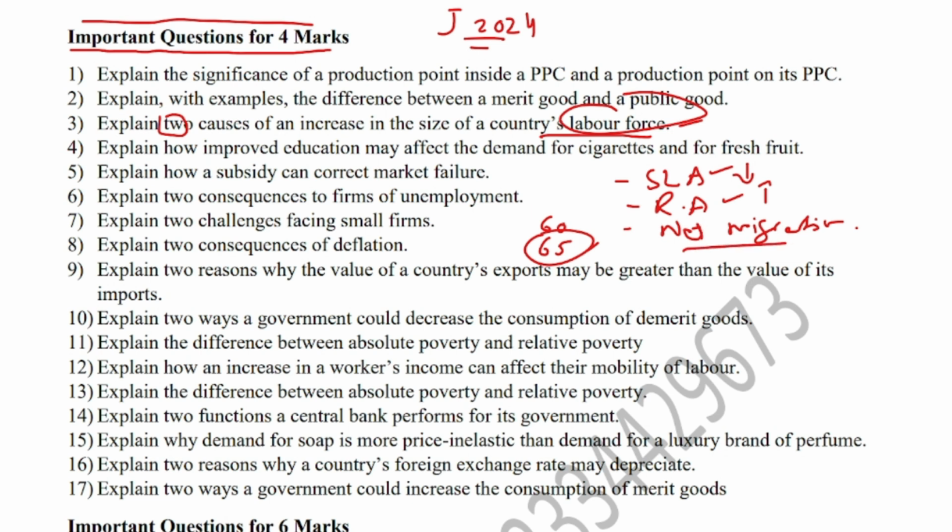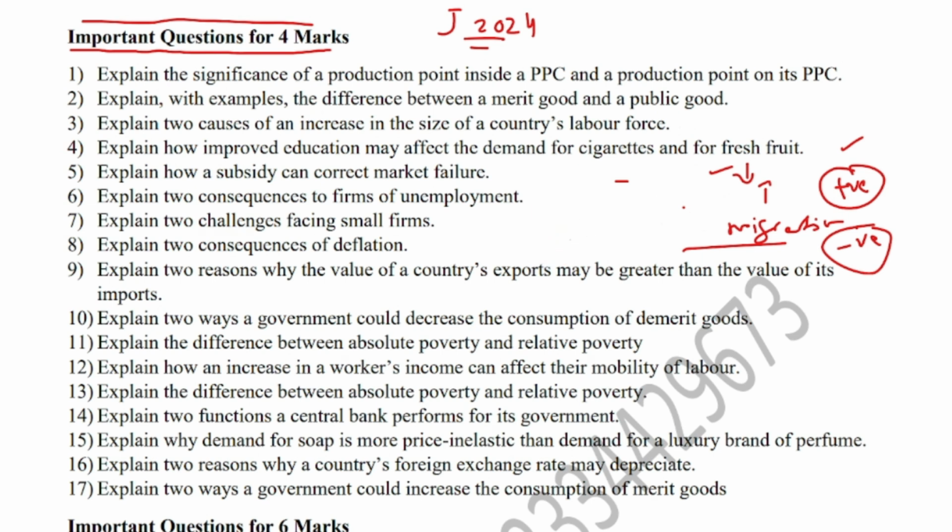Net migration is people coming into the country. If net migration is positive, it means more people are coming into the country. If it is negative, then it means more people are leaving the country. So positive net migration again increases the size of labor force. So our focus was increase in size of labor force. So we will look into only one thing, that is what will cause increase in labor force.